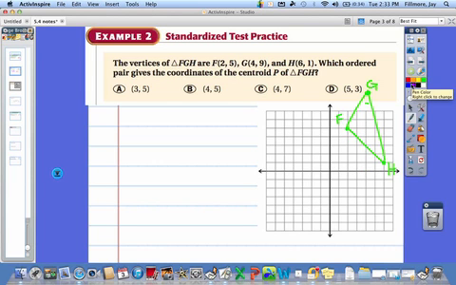Well, the first thing we need to do if we're looking for the centroid is draw in a median, because we know the centroid is on a median. It's on all three medians, but we only need to use one for this type of problem.